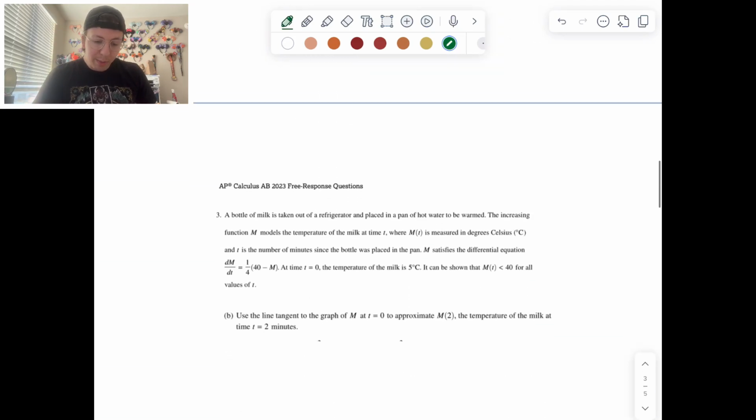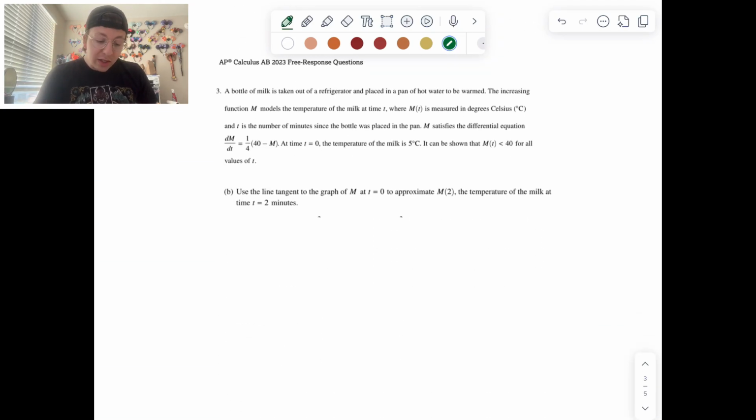All right, let's do problem number 2. So use a tangent line to the graph of m at t is equal to 0 to approximate m of 2, the temperature of the milk at t is equal to 2 minutes. So we want to estimate m of 2. We want to figure out what that y value is using tangent line approximation.